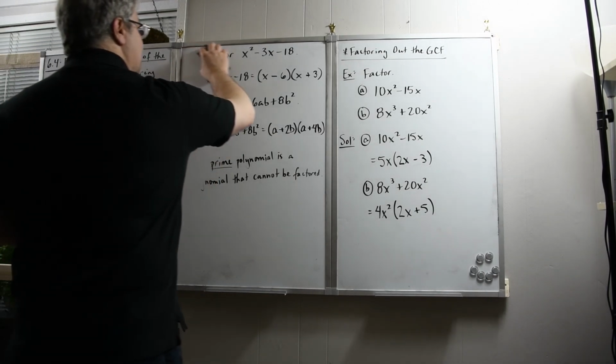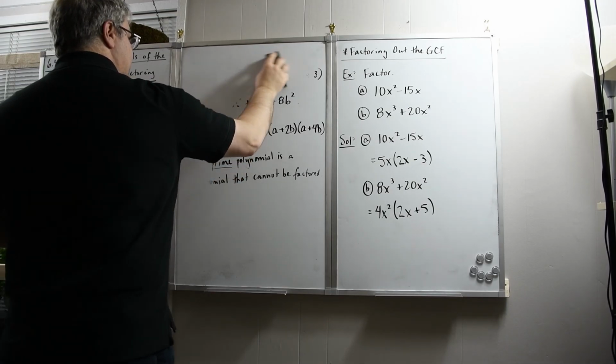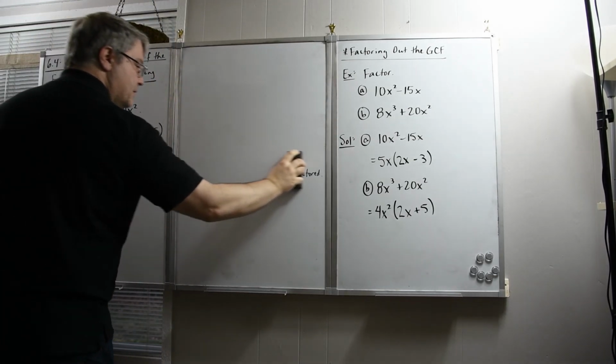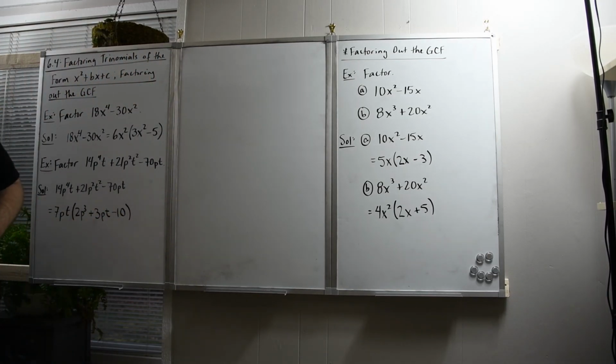Now, we've looked at some examples in which we factored polynomials of the form x squared plus bx plus c. We've looked at some examples in which we factor out the GCF. What happens if we put this stuff together?